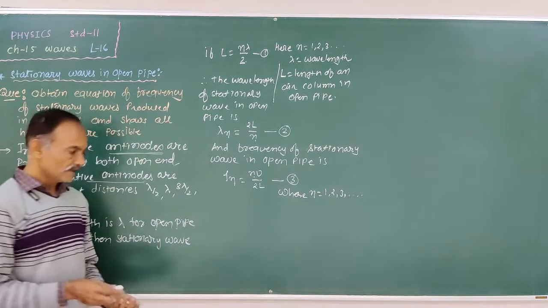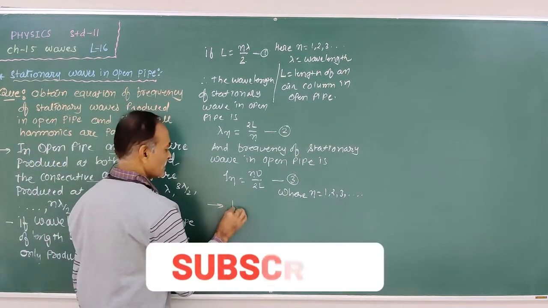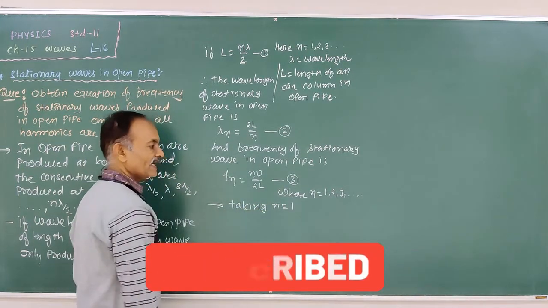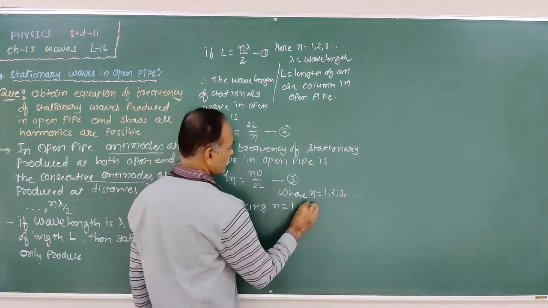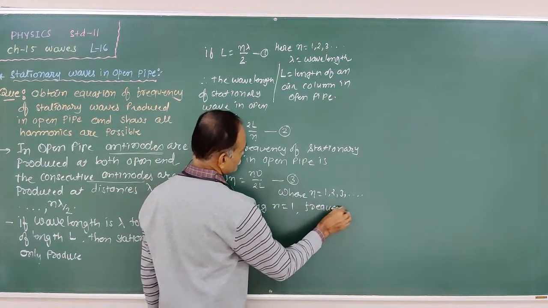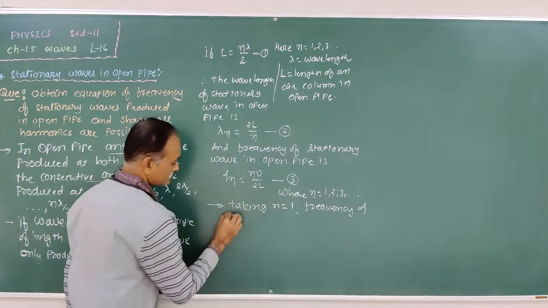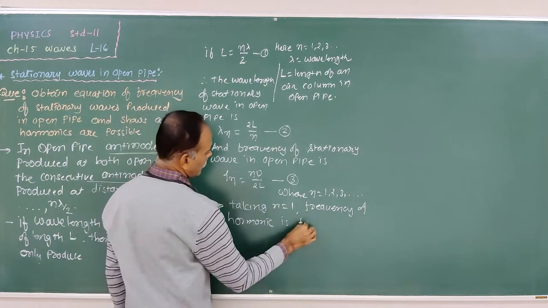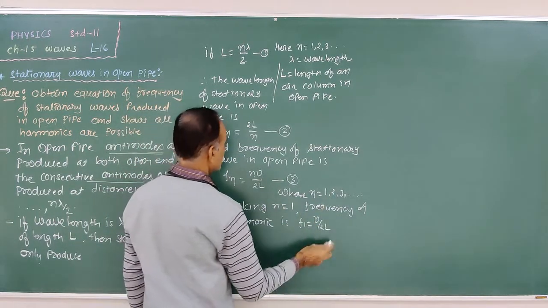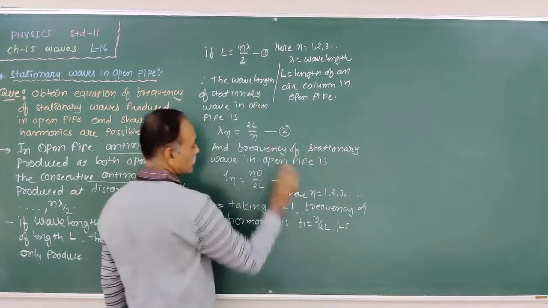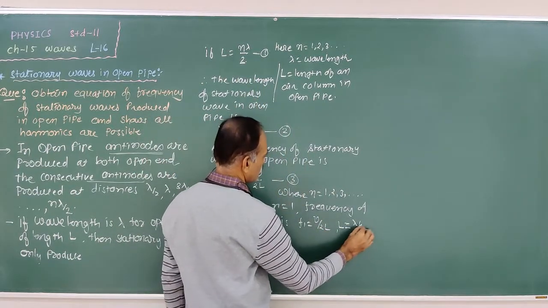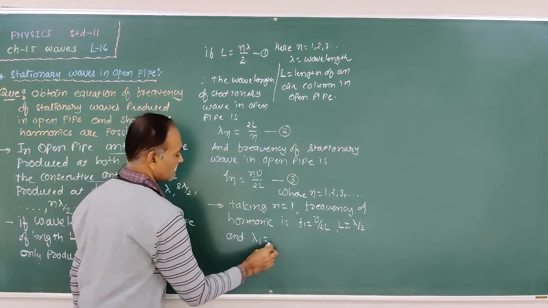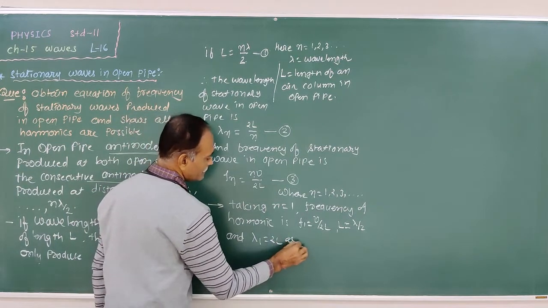Now, taking n is equal to 1, the frequency of the harmonic or mode of oscillation is F1 is equal to v upon 2L. Now length L is equal to lambda by 2 and wavelength lambda 1 is equal to 2L is obtained.